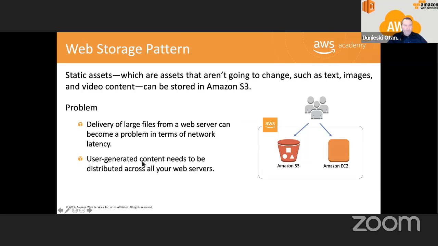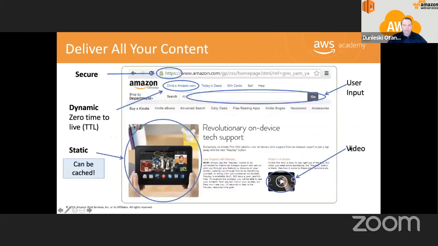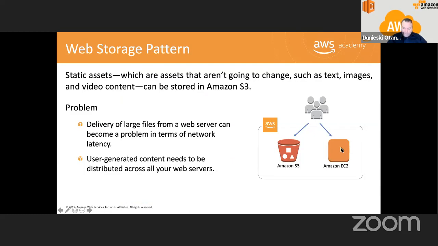Another thing is that the content generated by the user needs to be distributed across all your web servers, and you may not have the capability for that. Probably you have only one server, right? And you have an S3 for static assets. And this might be the entire region with probably one availability zone, and that might cause some delays.